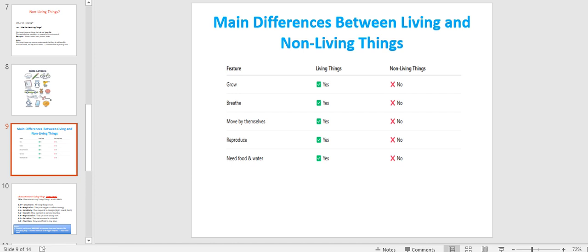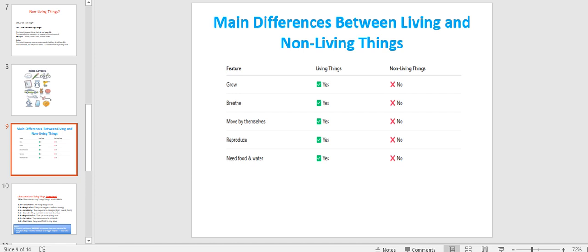Breathe. Living things can breathe. A human being can breathe. Non-living things cannot breathe. A television, which is a non-living thing, cannot breathe. Move by themselves. That is changing position from one point to the other. Living things can move, yes, they can change position from one point to another. Non-living things cannot move. Non-living things cannot change positions from one point to the other.